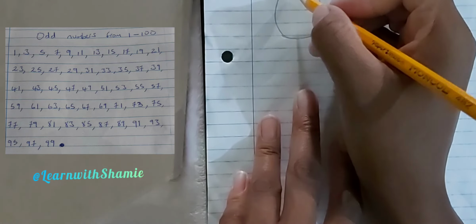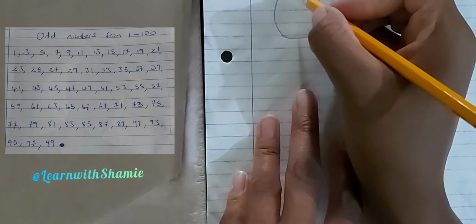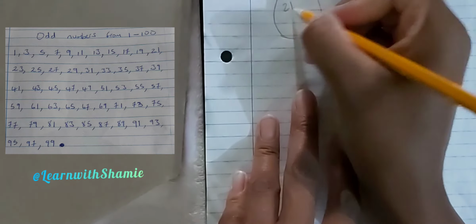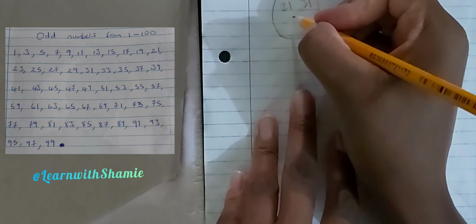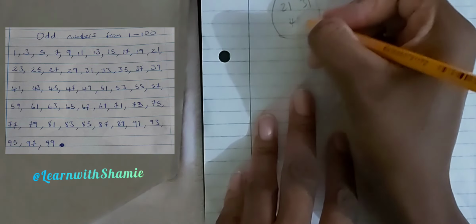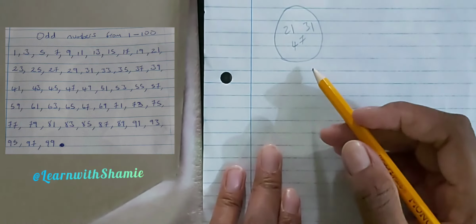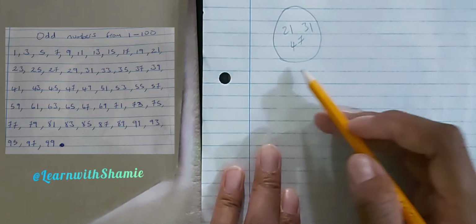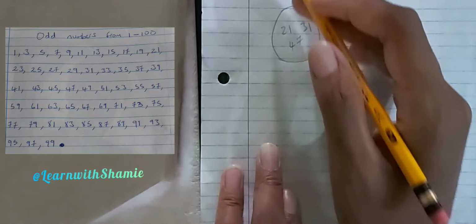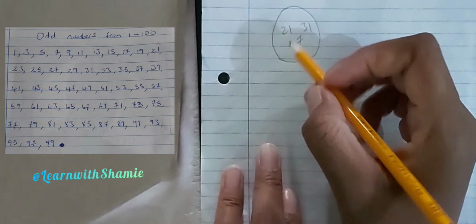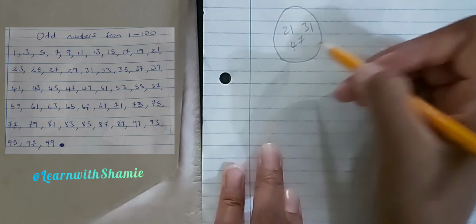So I'm going to use some big numbers. Let's use 21, 31, and 47. So the sum of an odd set of odd numbers is always odd. So we have 3 numbers, and 3 is an odd number. So we know definitely that this is an odd set of odd numbers.